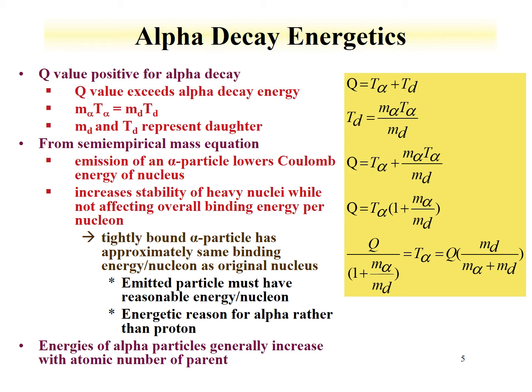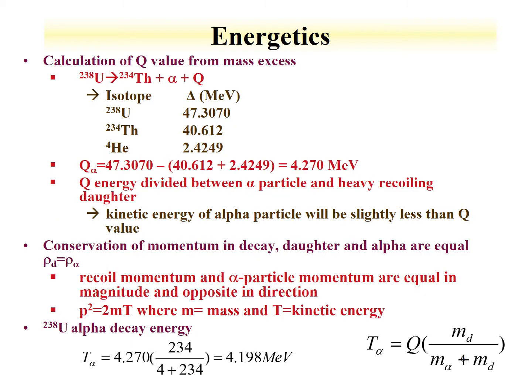From the semi-empirical mass equation, we know that emission of an alpha particle lowers the Coulomb energy of a nucleus. This increases the stability of heavy nuclei while not affecting the overall binding energy per nucleon, because an alpha particle is emitted, and if you remember from the figure of the binding energy per nucleon, alpha particles have very high binding energies.